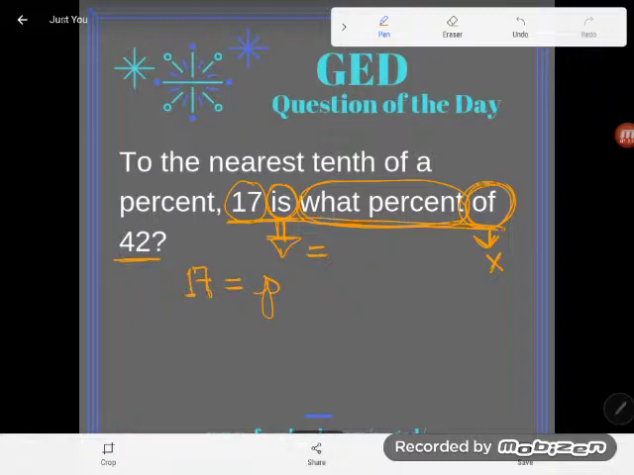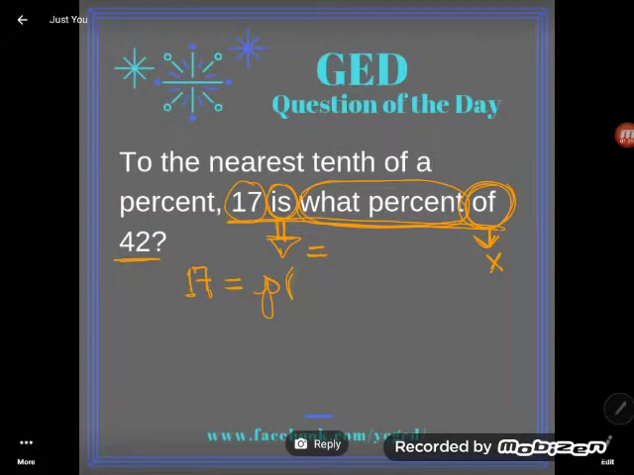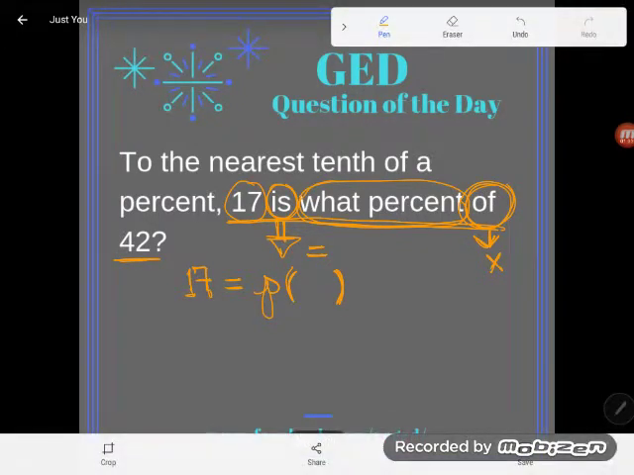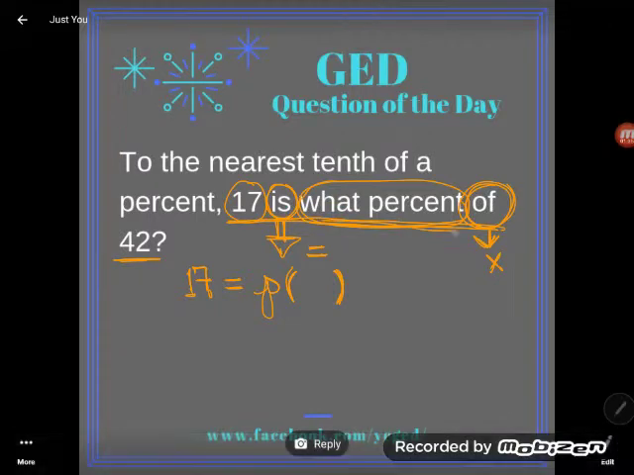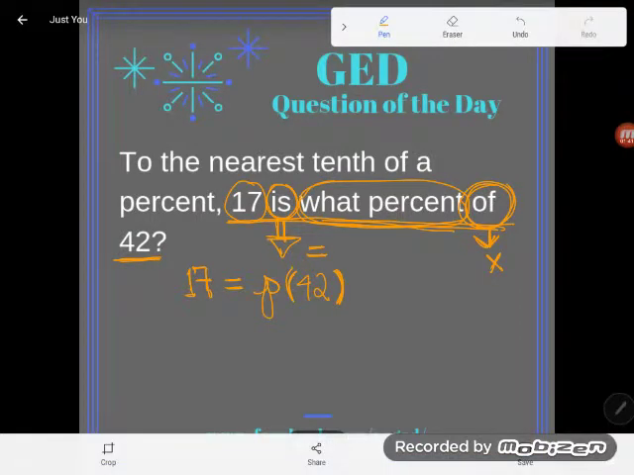So when I see the word of, I'm going to multiply. I'm going to use my parentheses to mean multiplying here. And now what does it tell me to multiply that unknown percent by? What percent of 42? It says 42, so I'm going to multiply it by 42. Now this is a math equation, 17 equals p times 42, but it's not written normally.